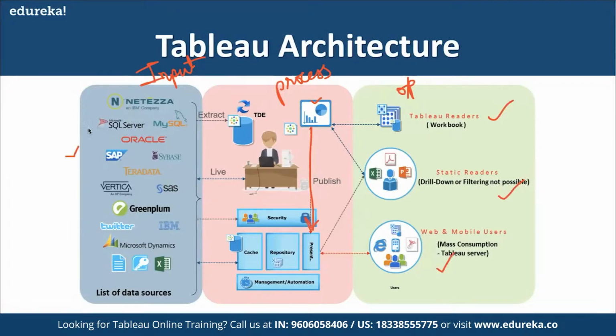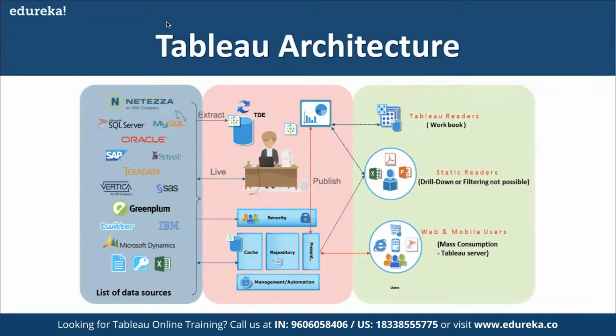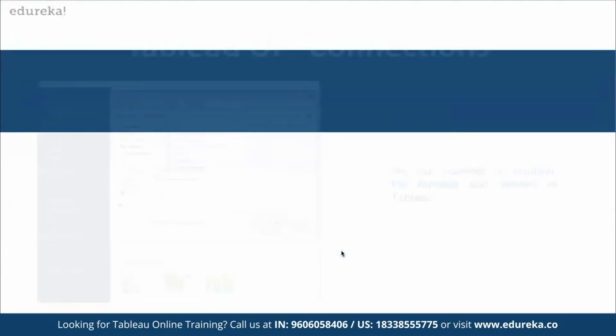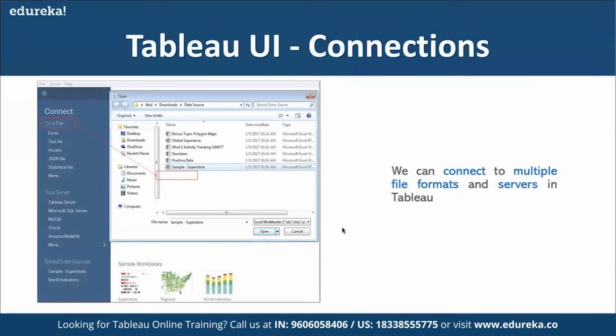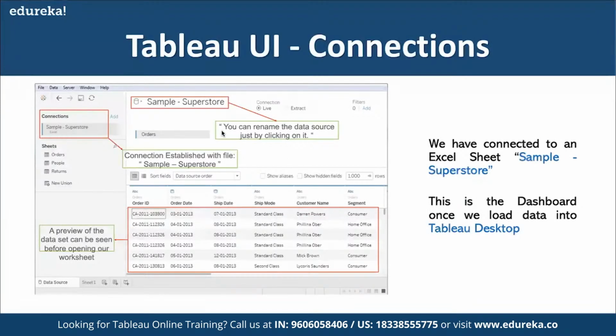Okay, so we take data from different data sources, we process that data and create charts, and whatever charts are created can either be published onto the server, this part here is Tableau Server, or they can be sent out individually to various users. Okay, that is the purpose of Tableau, to take data, create reports and share it with the stakeholders. Now, from within Tableau, we can connect to multiple file formats and data from multiple servers, not just simple files. You can connect to data from multiple servers.